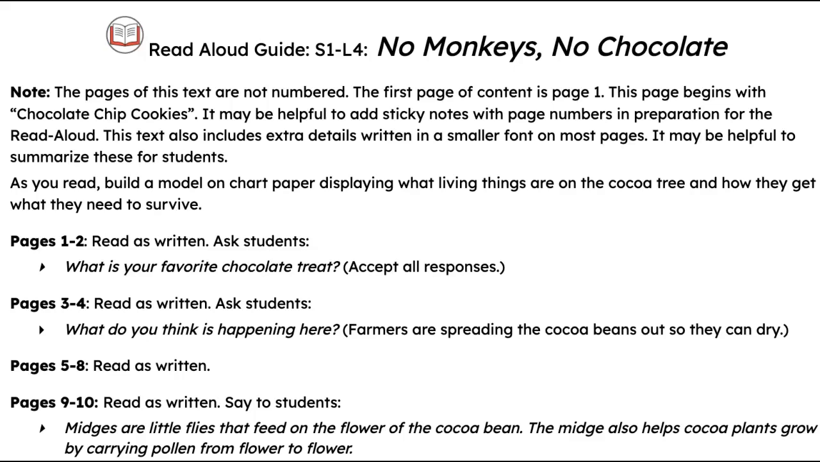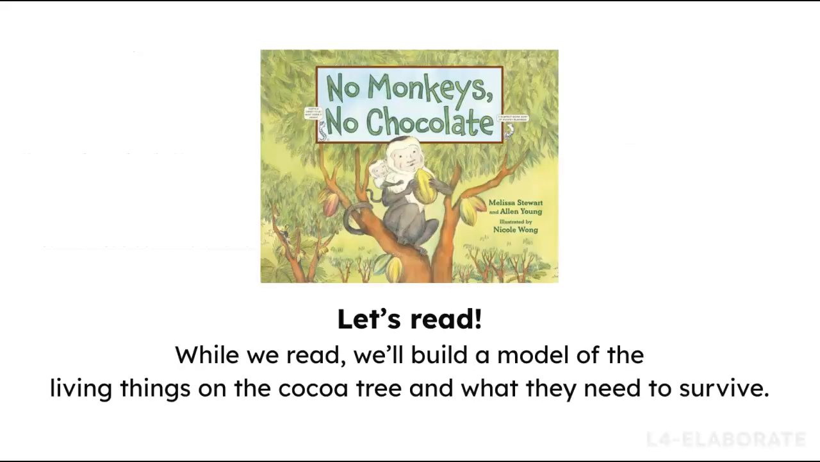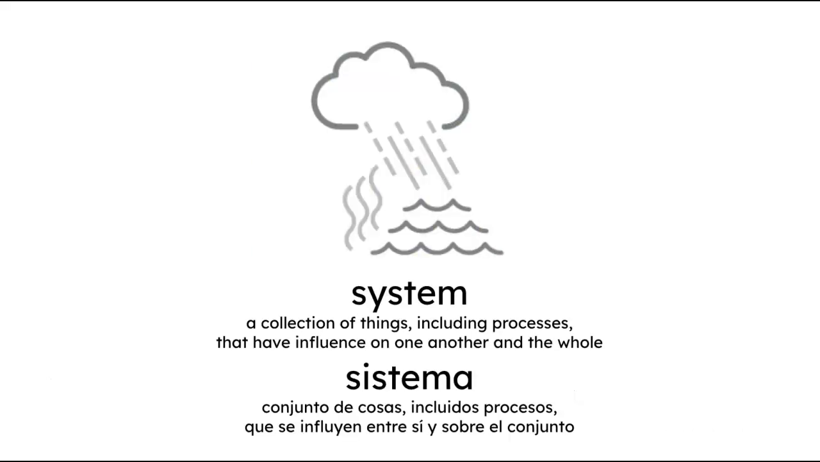During the Elaborate portion, you'll use the Read Aloud guide to read No Monkeys, No Chocolate. As you read, you'll build a model on chart paper displaying what living things are on the cocoa tree and how they get what they need to survive. You'll also post the System vocabulary card as you discuss the cocoa tree as a system within the rainforest.